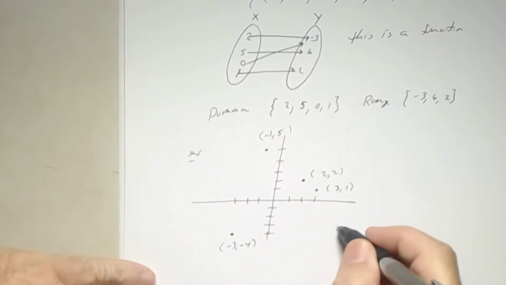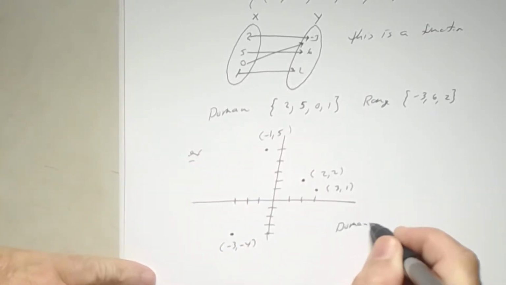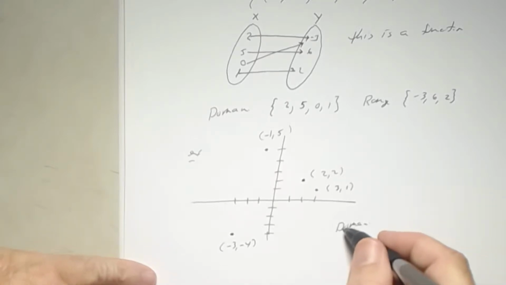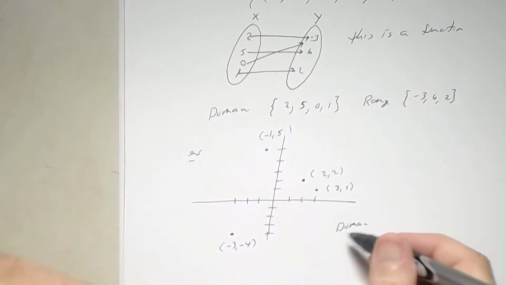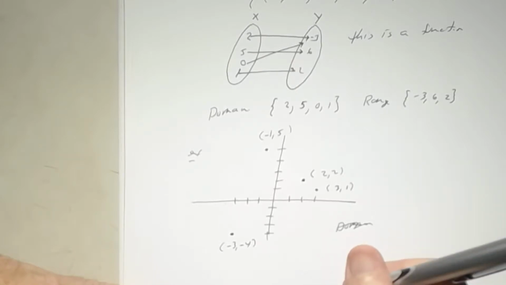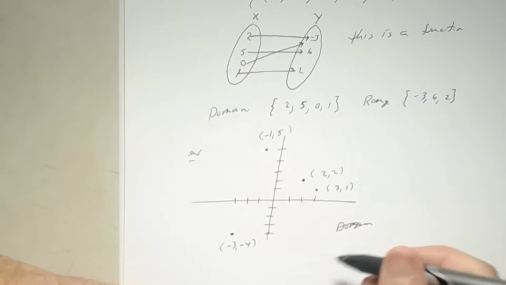All right, so what's the domain? We can also talk about whether this is a function or not. So is this a function? Yes, it is. If you draw your mapping, for each x there's one y value, right? So that's a function.